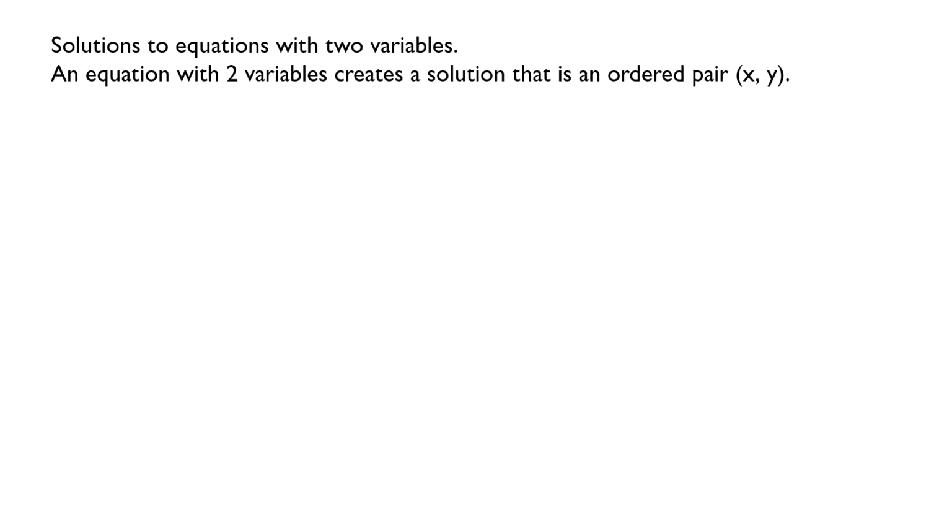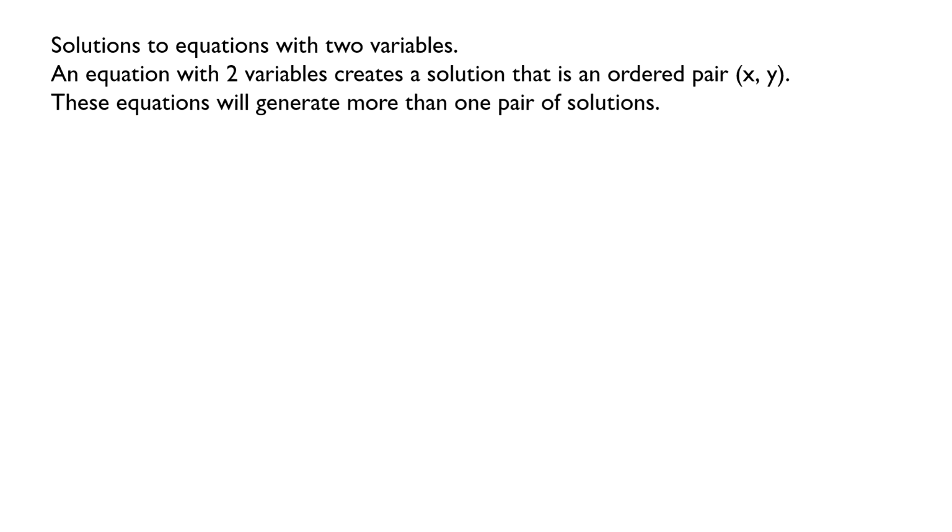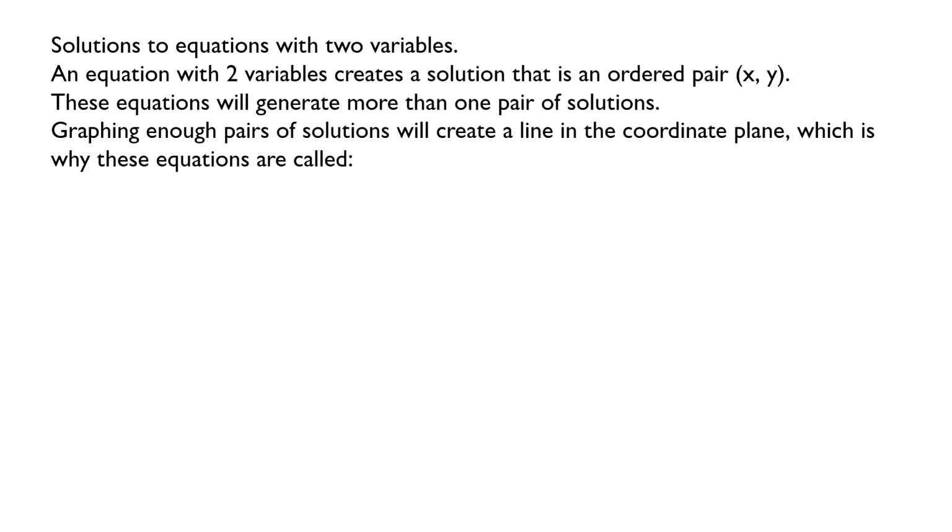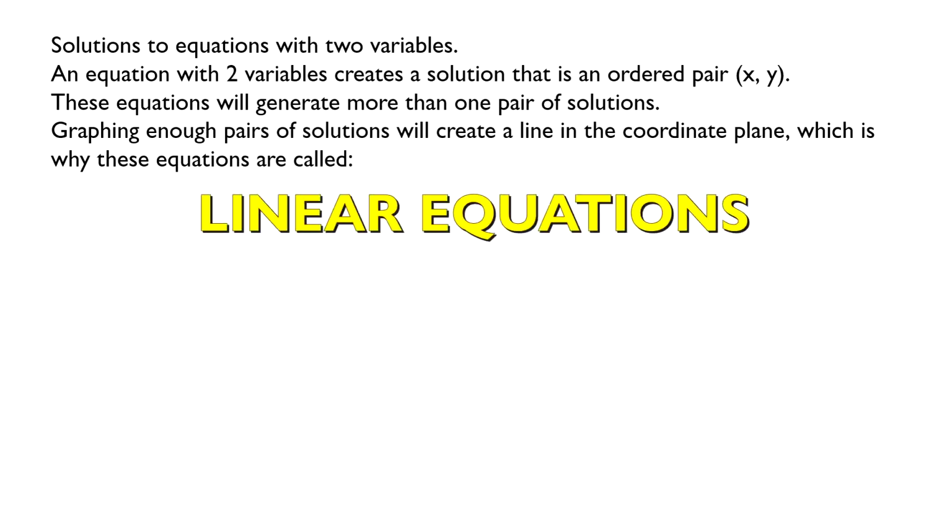So, linear equations. Linear equations are functions or equations that have two variables in them. So they're going to have an x and a y, and that's why the solutions always have an x and a y coordinate as we go through and solve them. The equations generate more than one pair of solutions, so we're going to end up with an infinite amount of solutions. And graphing enough pairs of solutions creates a line, which is how they come to be known as a linear equation.